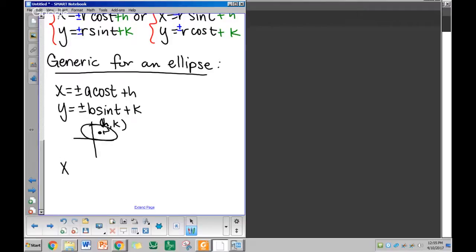What about, and this could be sine or cosine, what about for an egg shape? x equals plus or minus B cosine of t. Y equals plus or minus A sine of t. And then I could add a center if I wanted. Does that make sense to everybody?